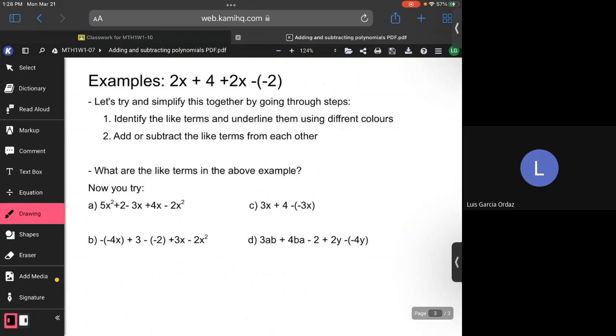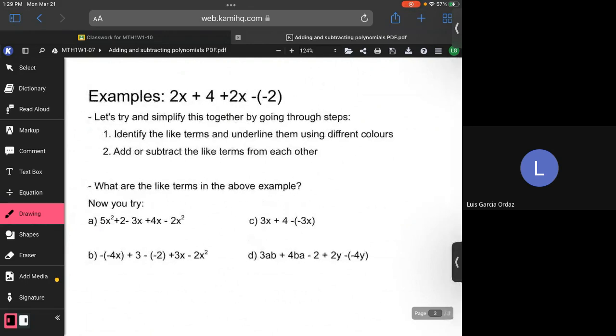All right, so the first example we're going to look at is 2x plus 4 plus 2x minus negative 2. So we want to simplify this first, so we're going to do it by going through some steps. I want to identify the like terms and underline them using different colors if you would like. However, there is a bracket there. What is negative minus negative 2? What does that become, Austin? Plus 2. So this is going to be 2x plus 4 plus 2x plus 2.